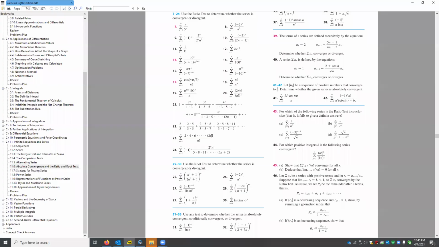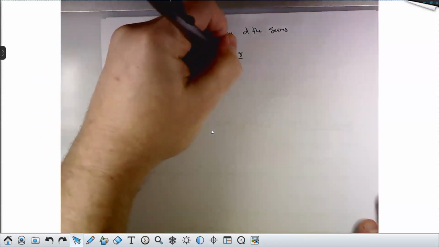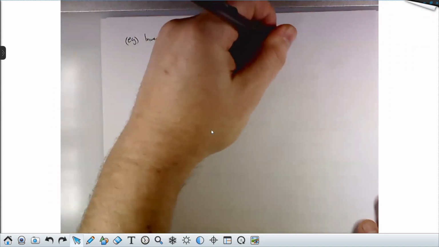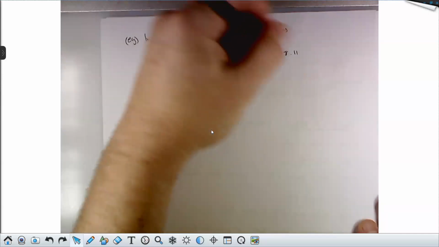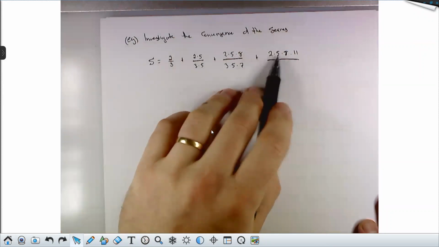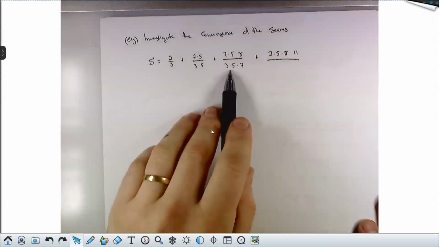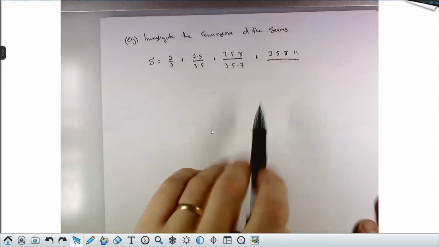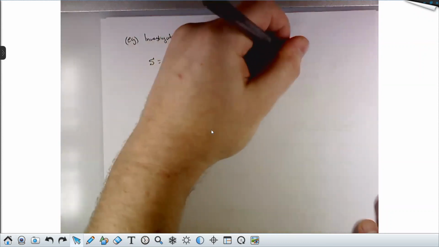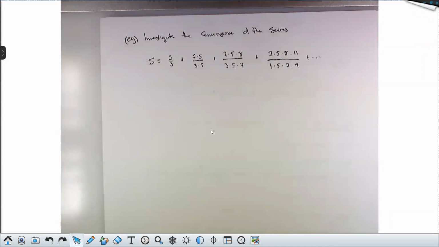Oh, is this alternating? No, it's all positive. 2, 5, 8, 3, 5, 7. And then the next term would be 2 times 5 times 8 times 11, because we're just adding 3, right? This is 2, and then 2 plus 3 is 5, 5 plus 3 is 8, 8 plus 3 is 11. Same sort of pattern going on downstairs. They're adding 2 to get the next term in each product. So this next term would be 3 times 5 times 7 times 9, and so on.